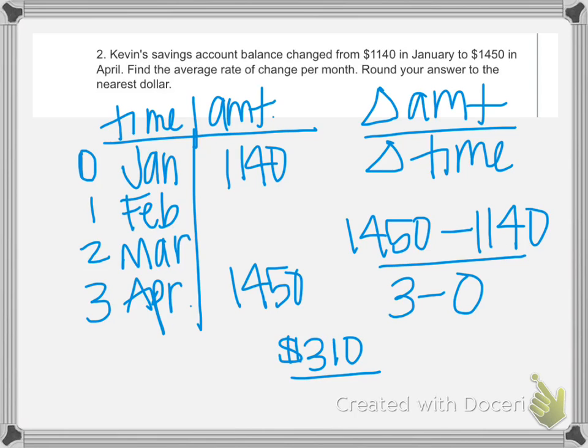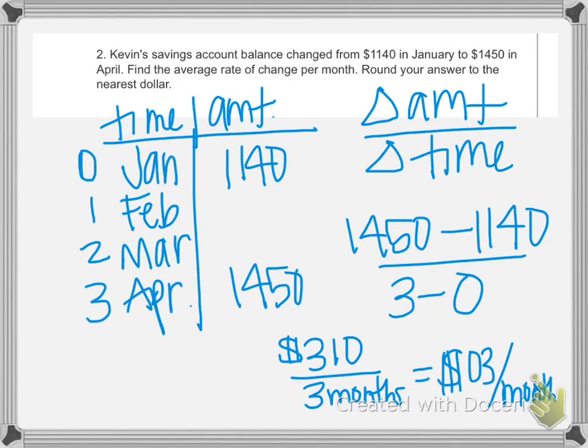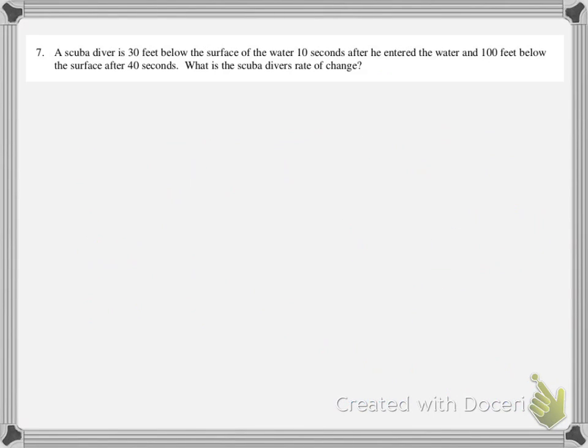Make sure we include our units. That was saved in 3 months. So if I were to simplify that, I would divide, and it'd be about $103 or $104 per month. So that would be your average rate of change. So do you guys want to look at another example?